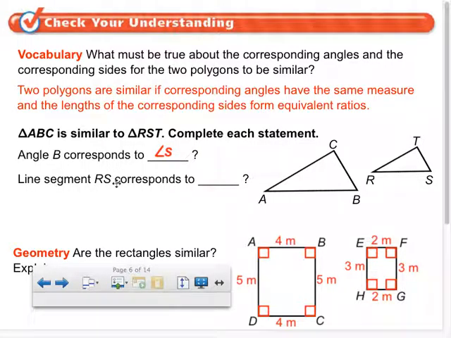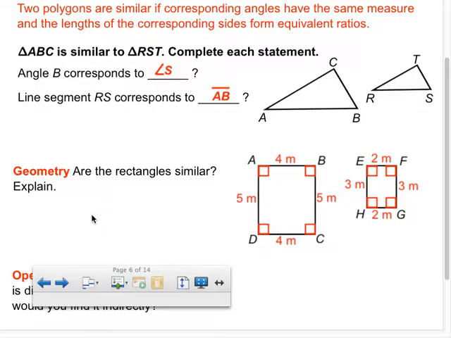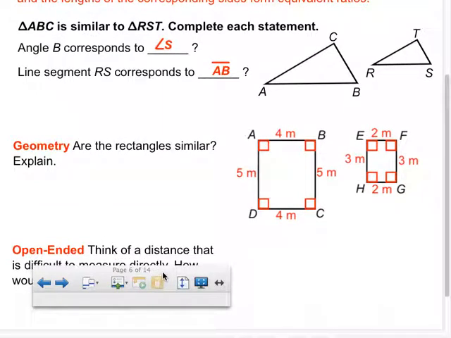Now, line segment RS, do you see line segment RS? Corresponds to what other line segment in the other shape? Go ahead, Akbana. AB, very good. So this side corresponds with this side on this shape. Okay? Now, moving right along, we're almost done.